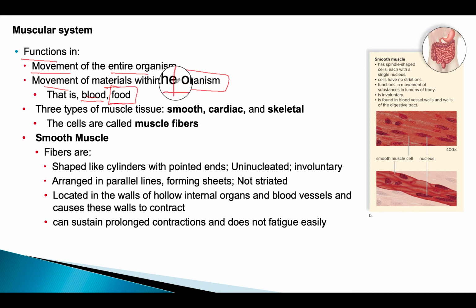So what are these muscles? We have three types of muscles that are going to accomplish these different types of movements. So first, let's take a look at the types of muscles. Three types of muscle tissues: you have the smooth, the cardiac, and the skeletal muscles.